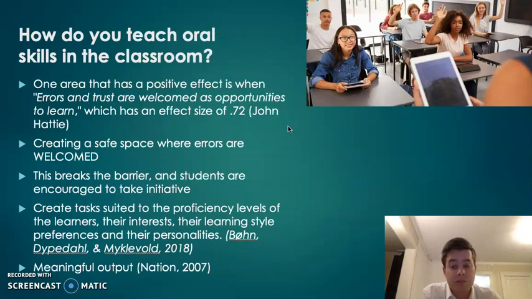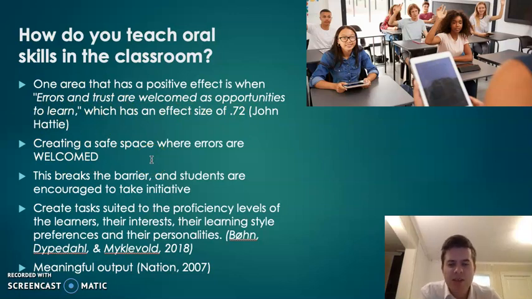Well, there are countless ways to do this, but I will refer here to John Hattie and what he found. One area that has a positive effect is when errors and trust are welcomed as opportunities to learn, which has an effect size of 0.78 in John Hattie's meta-analysis and studies which he did when he was studying what actually works in the classroom. So we want to create a safe space where errors are welcomed.